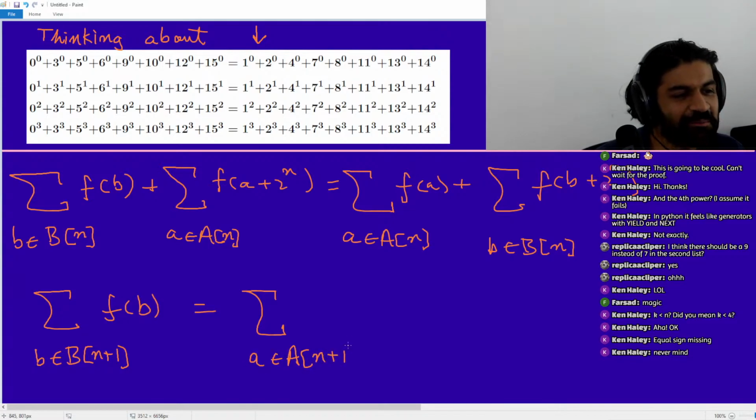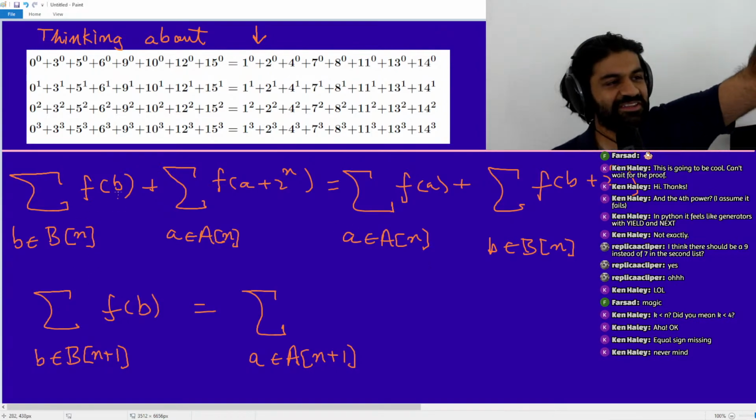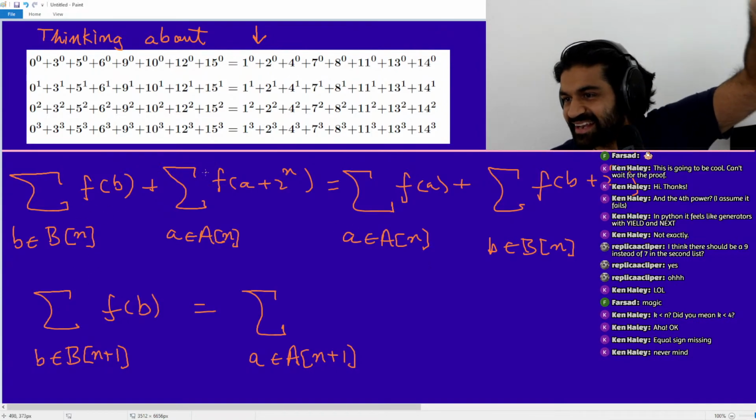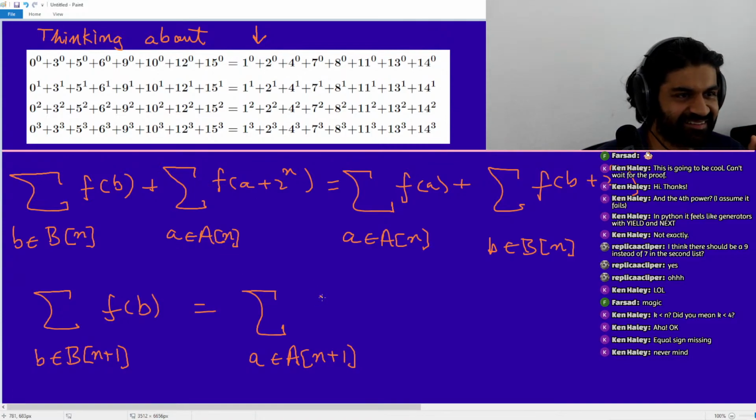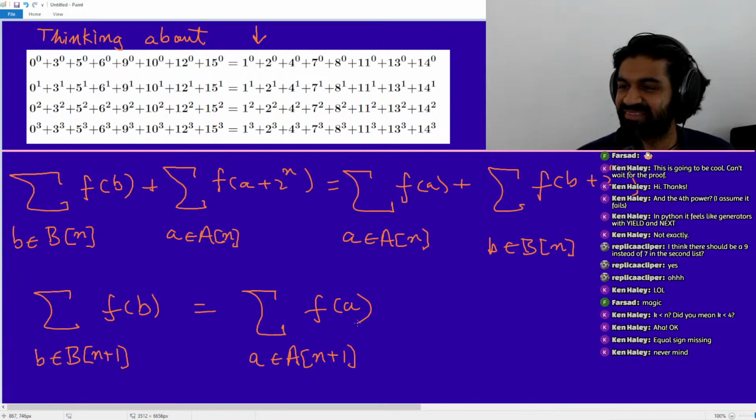And the right hand side is just going to equal the sum of everything in an plus 1, because remember, how do you get bn plus 1? You just take everything in bn and then you take everything in an and add 2 to the n to it, f of a. So that's it. That actually completes the induction.